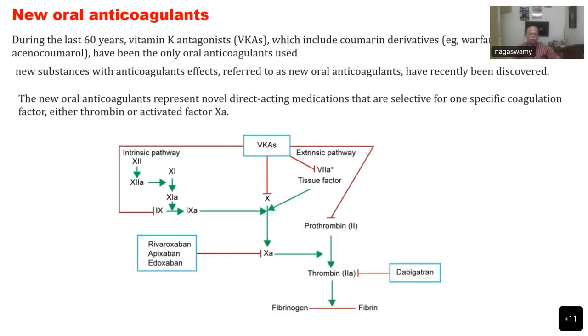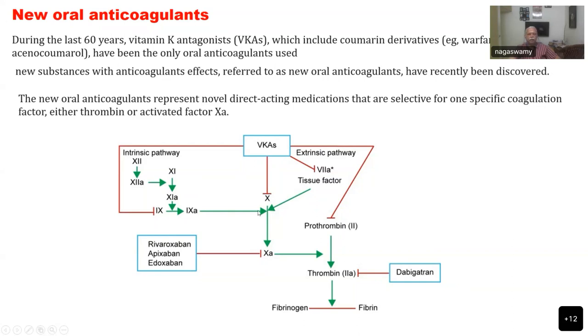Now this picture will tell you very effectively. This is vitamin K antagonist. It has an action against factor 7A, and it also has an action against factor 2, that is prothrombin, and against factor 9, and also factor 10. So 2, 7, 9, 10, all these four factors, their actions are blocked by warfarin, which is a vitamin K antagonist, by preventing the conversion of these factors from their inactive state to active state.